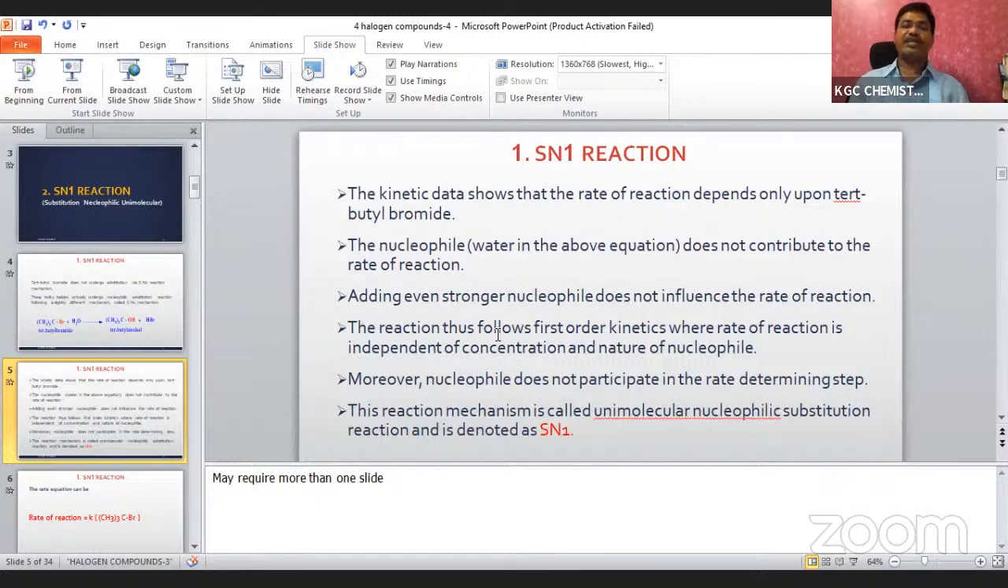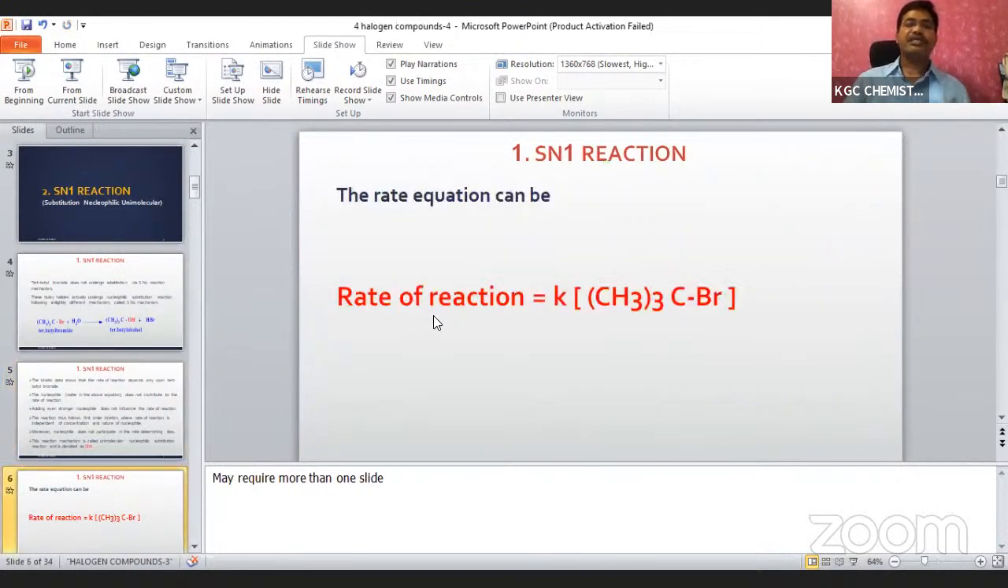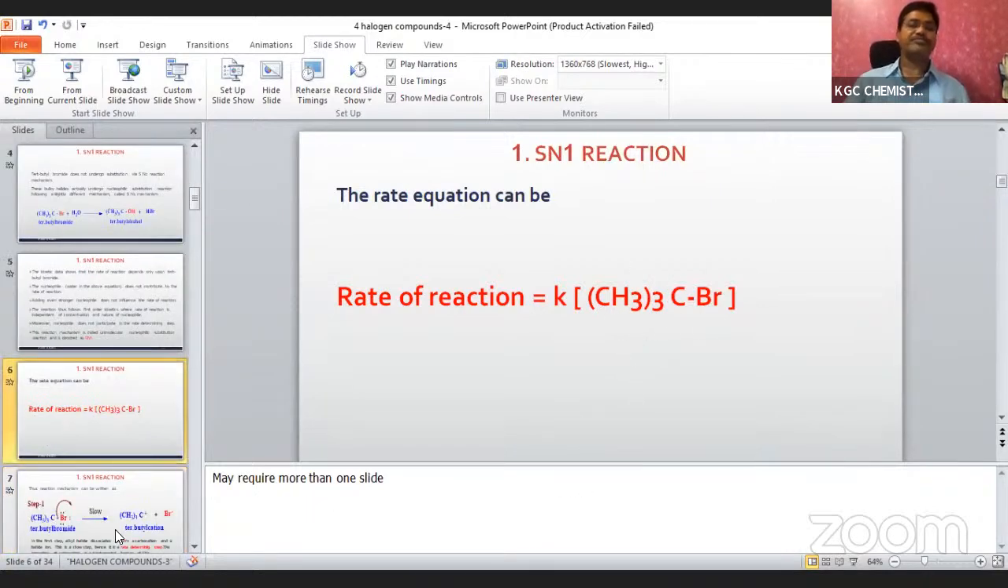Moreover, the nucleophile does not participate in the rate determining step. This reaction mechanism is called unimolecular nucleophilic substitution reaction, that is generally called the SN1 reaction. See, the rate of reaction is only directly proportional to the tertiary butyl bromide.